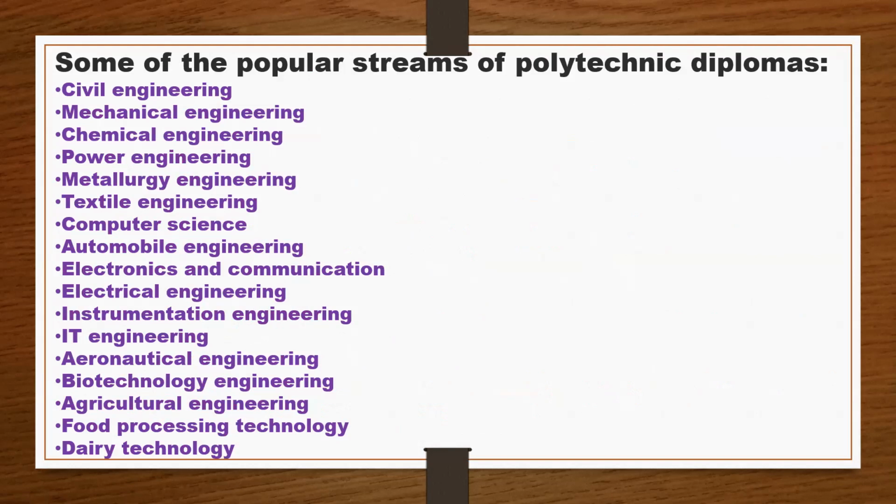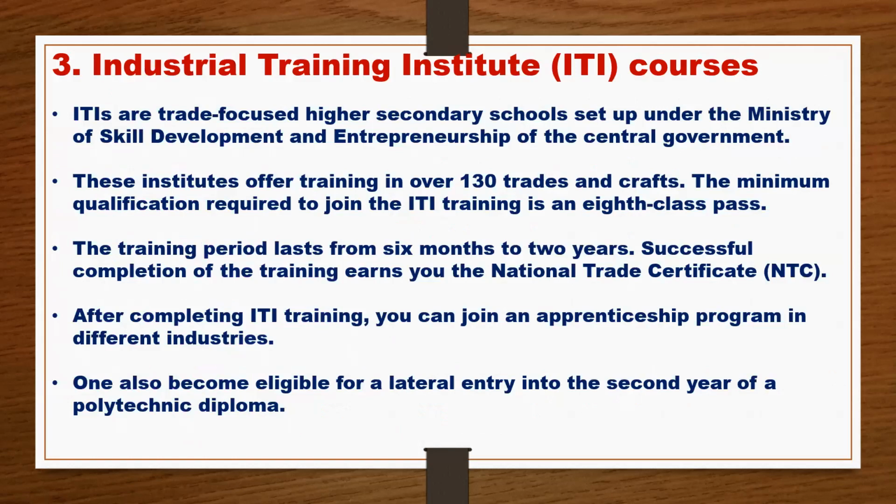So this is the list of the popular streams of polytechnic diplomas. The different engineering programs are there: civil, mechanical, chemical, power, computer science, automobile, then electrical, electronic, instrumentation, aeronautical, biotechnology, food processing technology, dairy technology. Third kind is industrial training institute courses, ITI. These are trade focused higher secondary schools set up under the Ministry of Skill Development and Entrepreneurship of the central government. And these institutes offer training in over 130 trades and crafts, and the minimum qualification to join these ITI trainings is an 8th class pass.